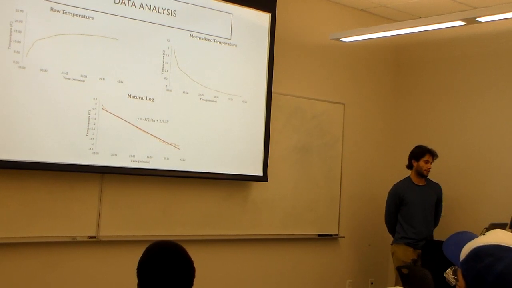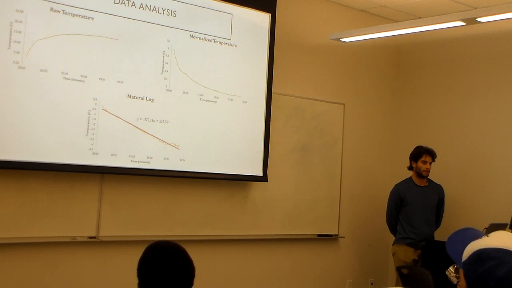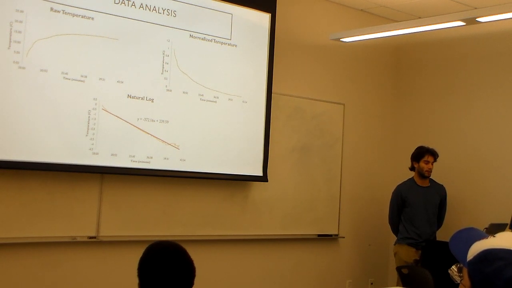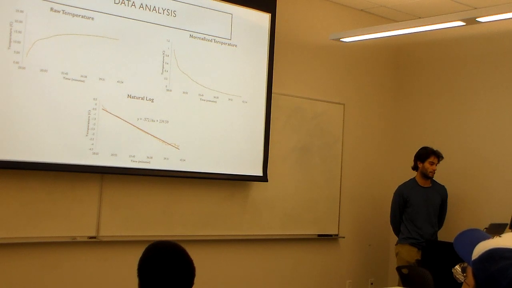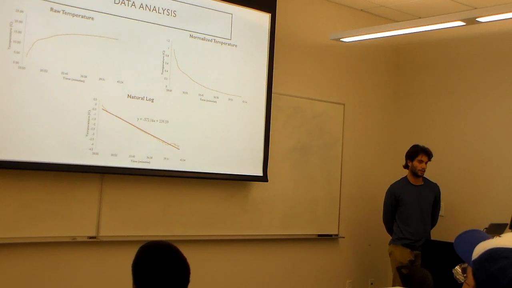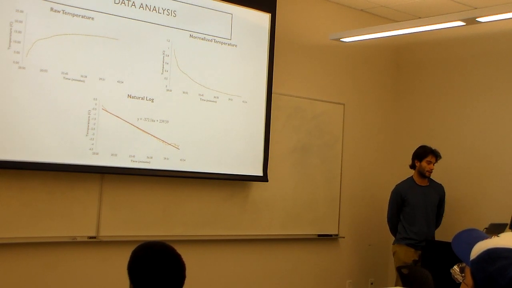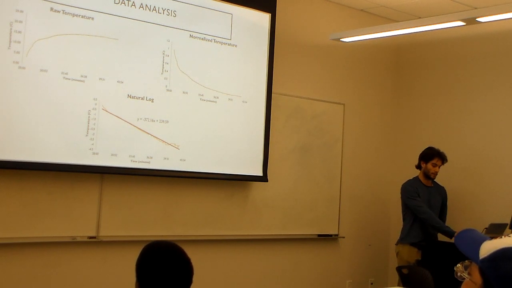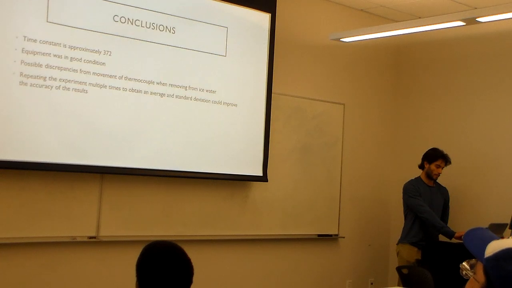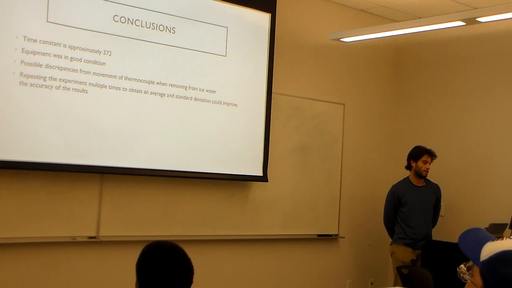So the results gave these three graphs. It started with the raw temperature, and then taking the normalized temperature, it basically flipped the graph. And then taking the natural log of the normalized temperature and plotting this with respect to time gives the natural log graph. Using the linear curve best fit, we can get the equation y equal to negative 372x plus 239.6. So taking the last graph into consideration, we can approximate the time constant to be 372.